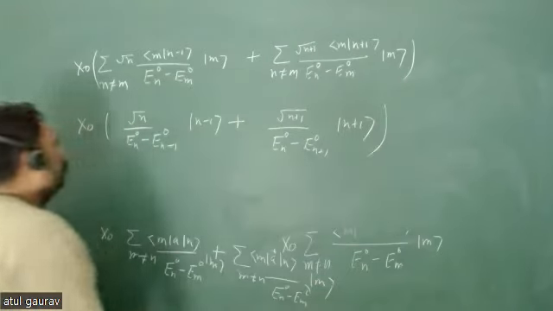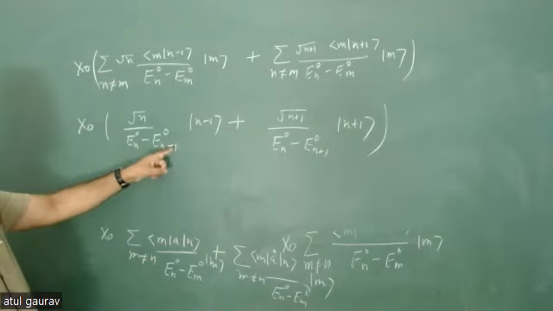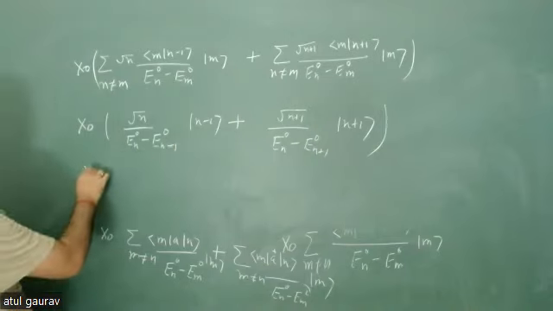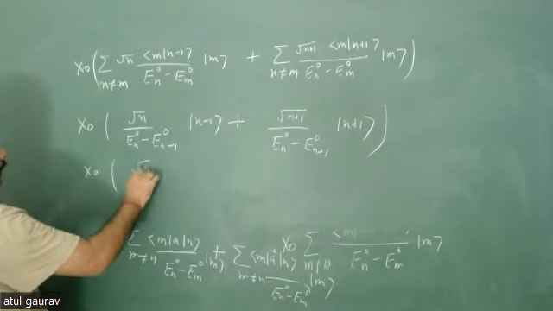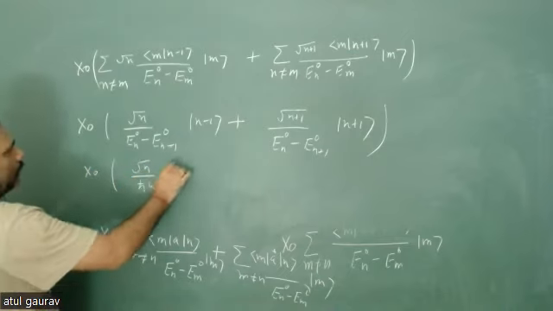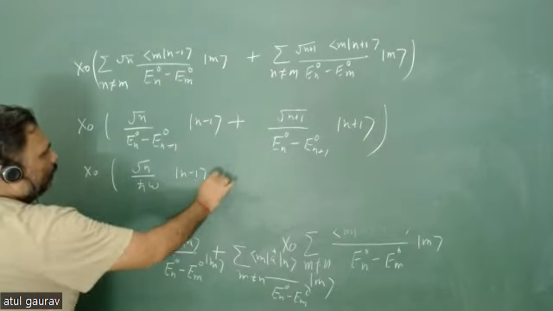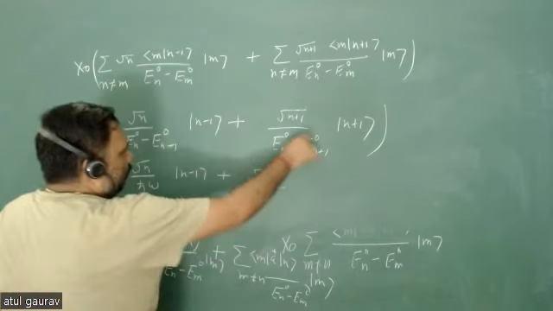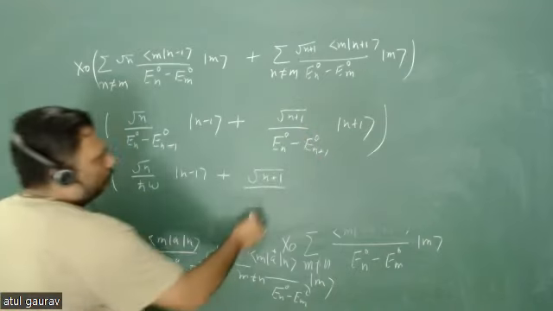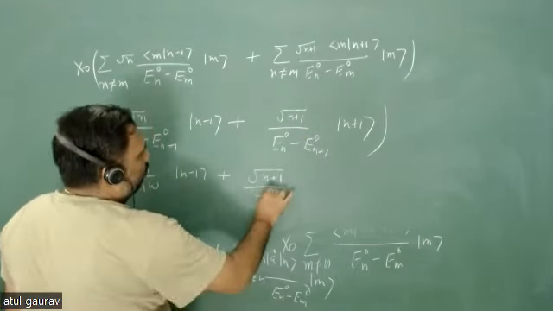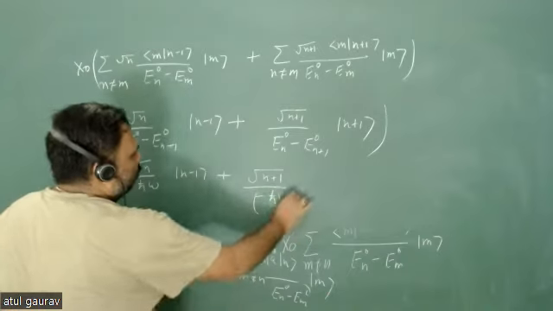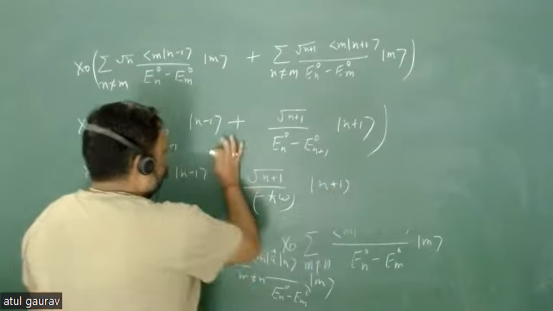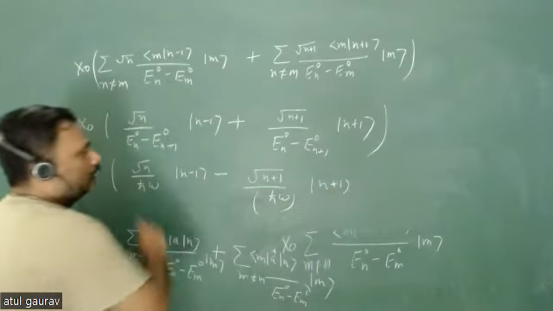So what is en minus en1 0? h cut omega, isn't it? So this value is root under n and that is h cut omega, n-1 plus root under n+1. And what is this value? h cut omega. Minus h cut omega. This value is what? Minus h cut omega. So n+1. So I can take minus here. So this is negative sign.